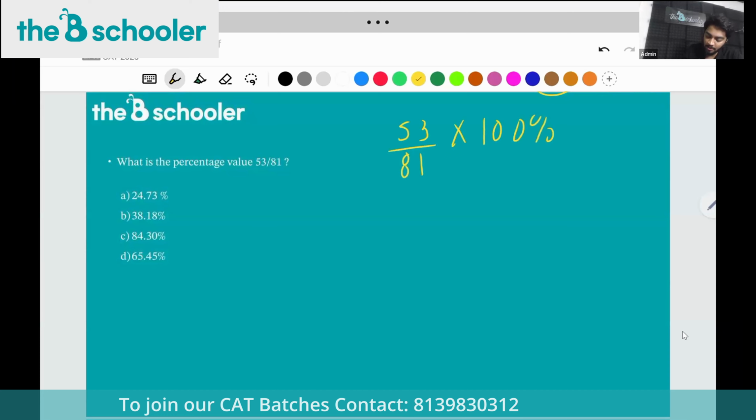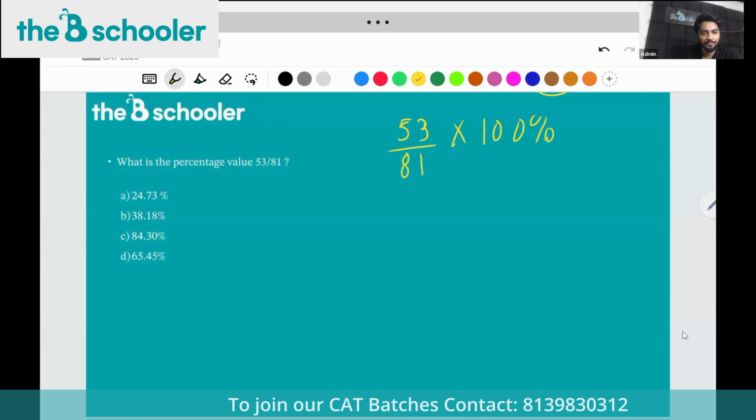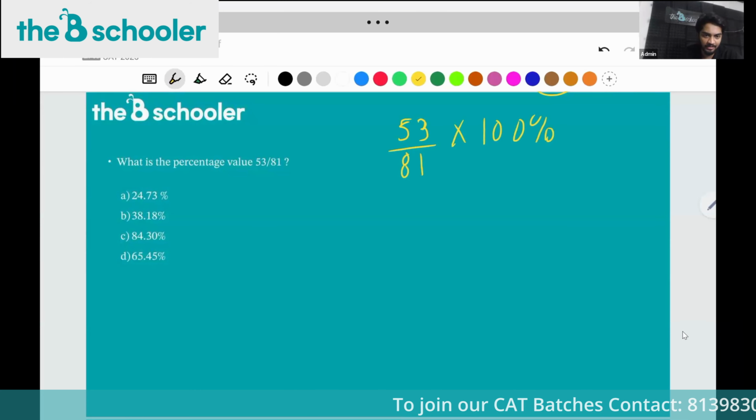But the reason you had so much delay was maybe calculating 53 out of 81. Correct? One way of doing this, if you had a calculator, you can simply take it and solve this. You'll get the answer. But here, if you look at the question, you have options given, right? Why can't you make use of them?